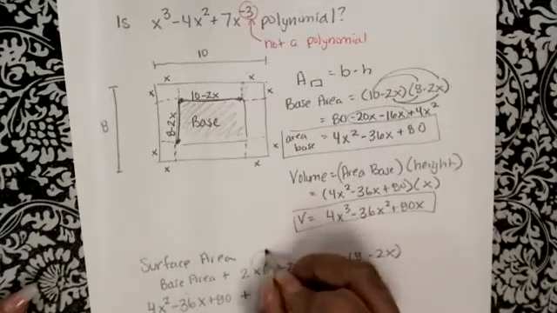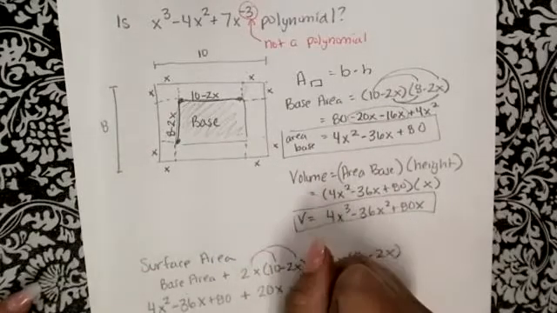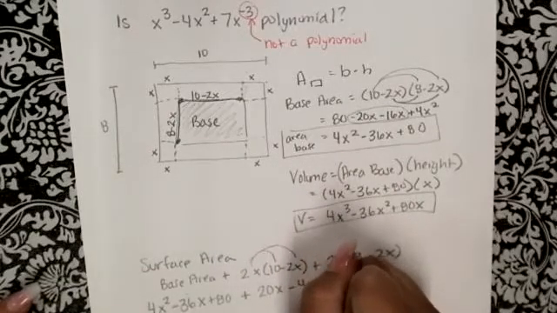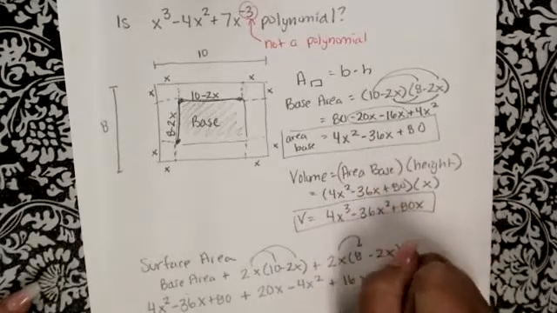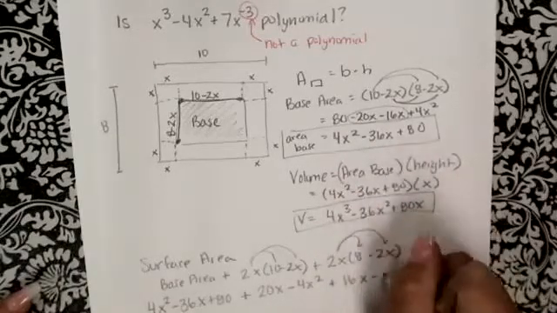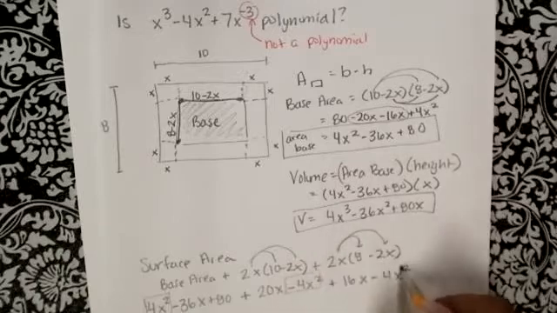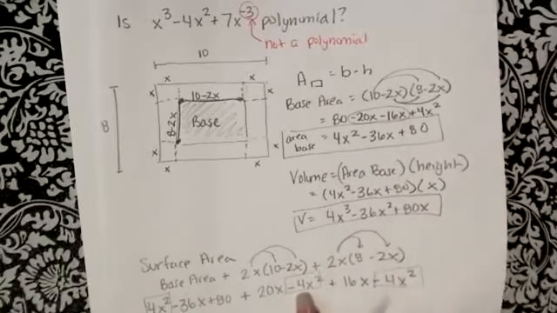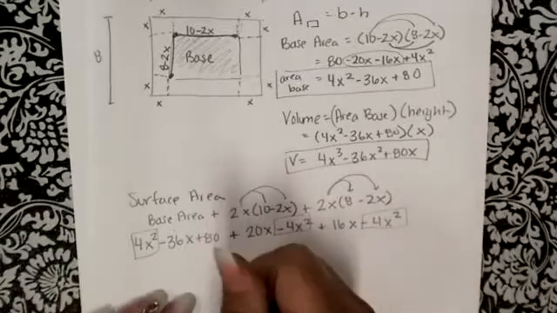Plus, now let me distribute the 2x. That's going to be 20x minus 4x squared. I'm going to distribute the 2x here. That's going to be 16x minus 4x squared. Now, when I combine like terms, here's x squared, x squared, x squared. Well, two of these cancel out because that's positive 4x squared and negative 4x squared. So I'm just left with a negative 4x squared.